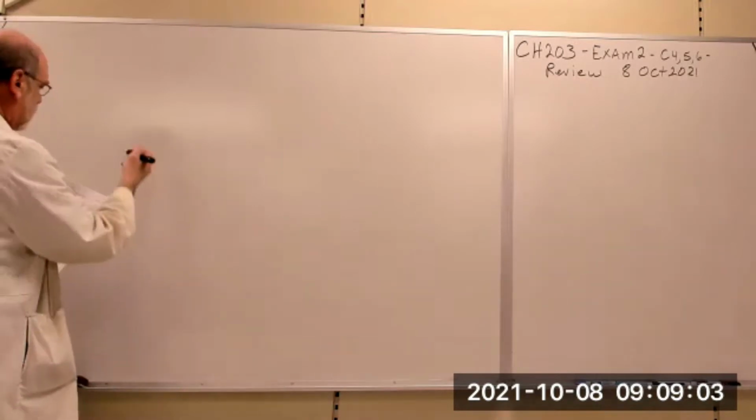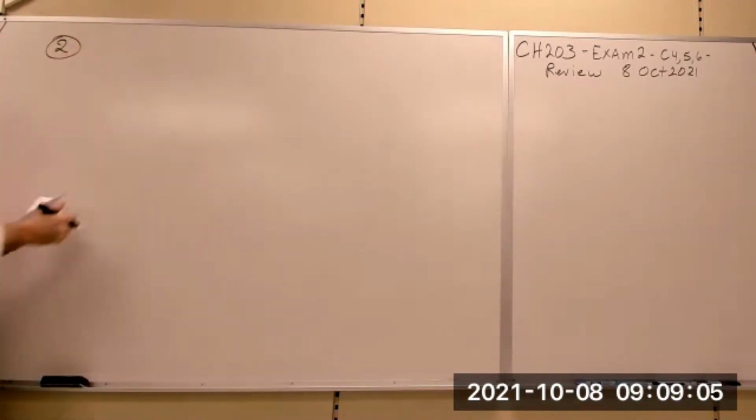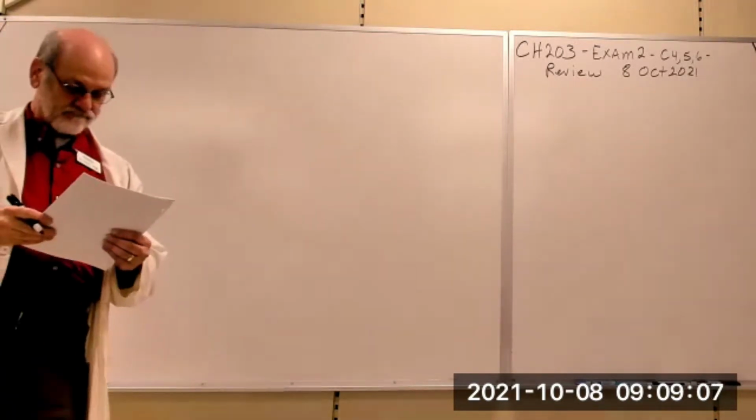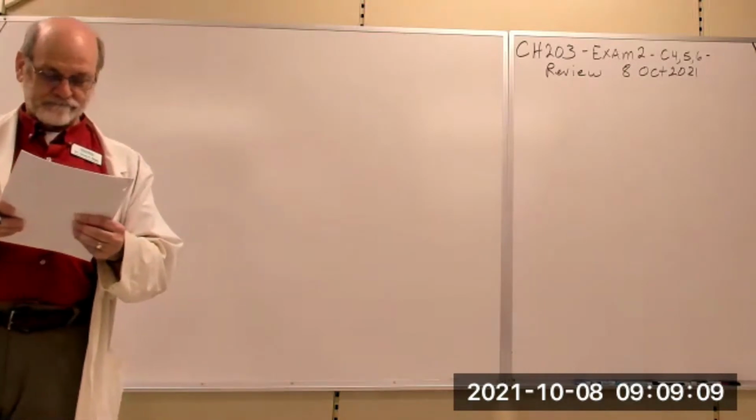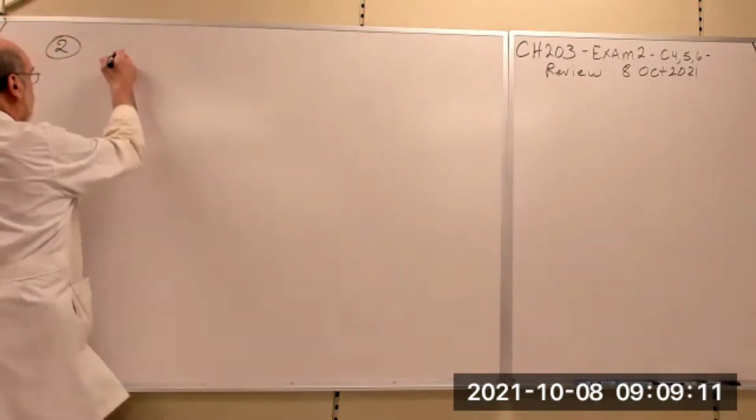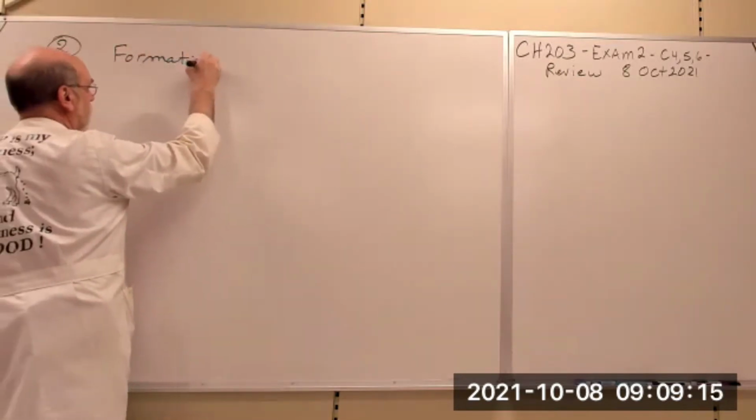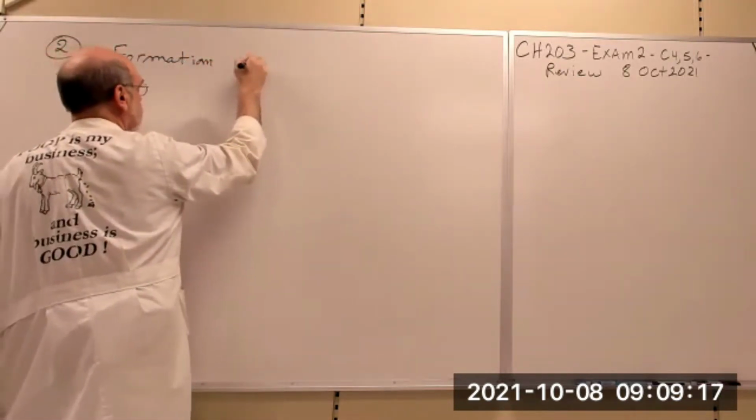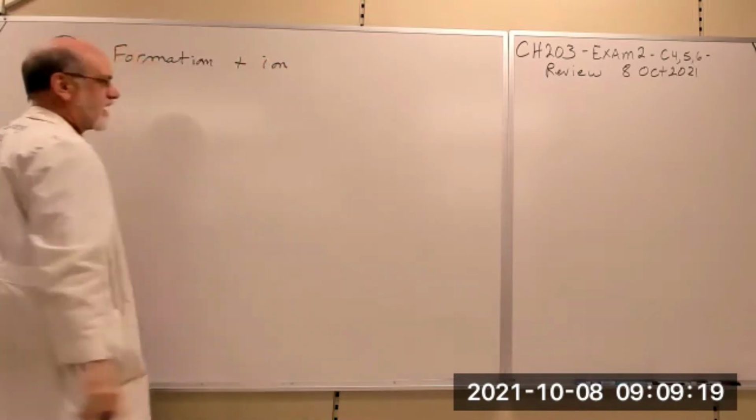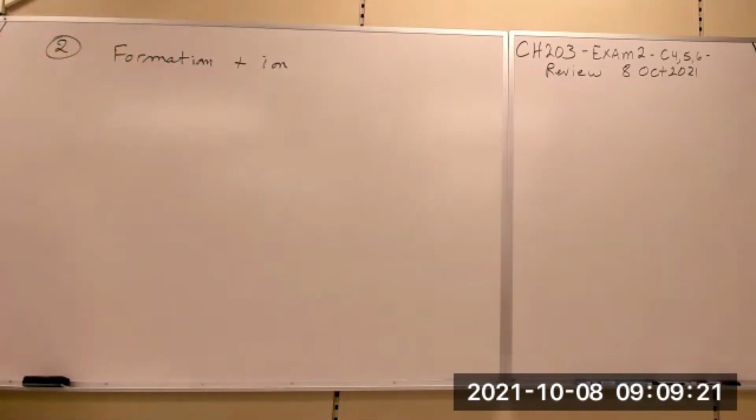Okay, how about this one? This is my number 2. Formation of a positive ion. How is that accomplished? If you start with a neutral atom, how do you make a positive ion? With just one positive charge.